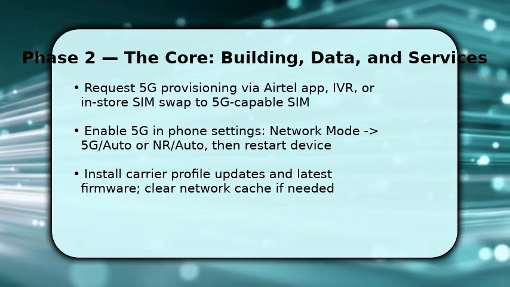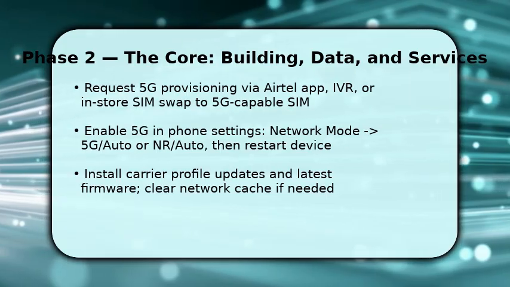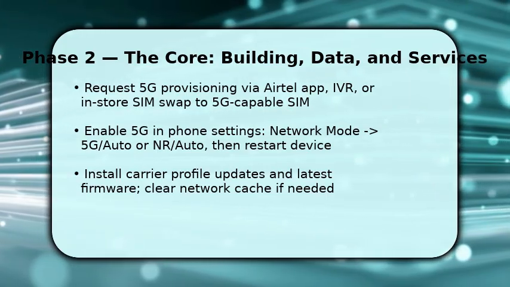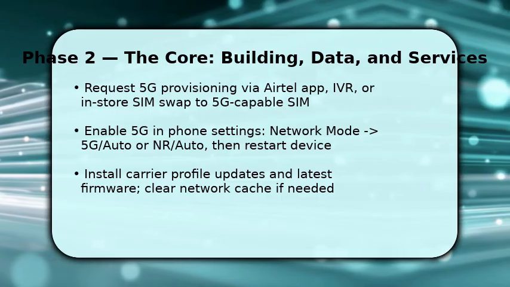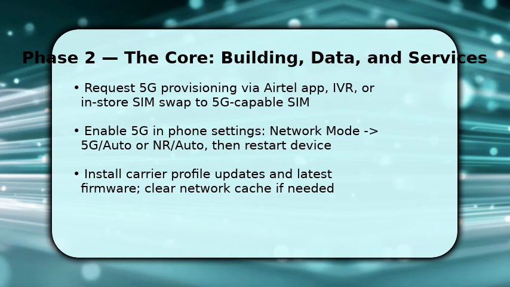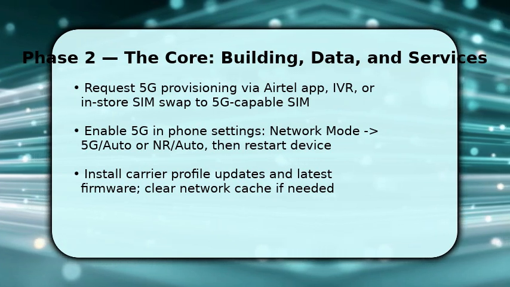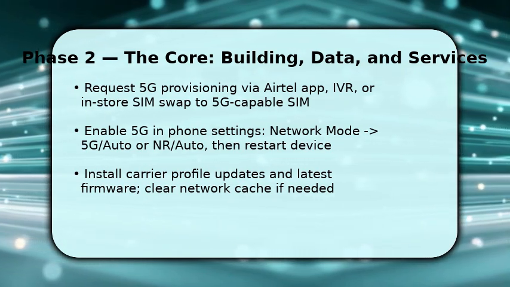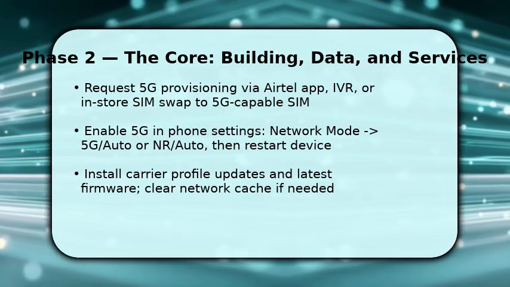Then, on your phone, set network mode to 5G or NR/auto and reboot the phone so the network can authenticate the change. Make sure carrier settings and firmware are up to date. These updates handle band compatibility and improve handshake with local 5G cells, which is why they matter.